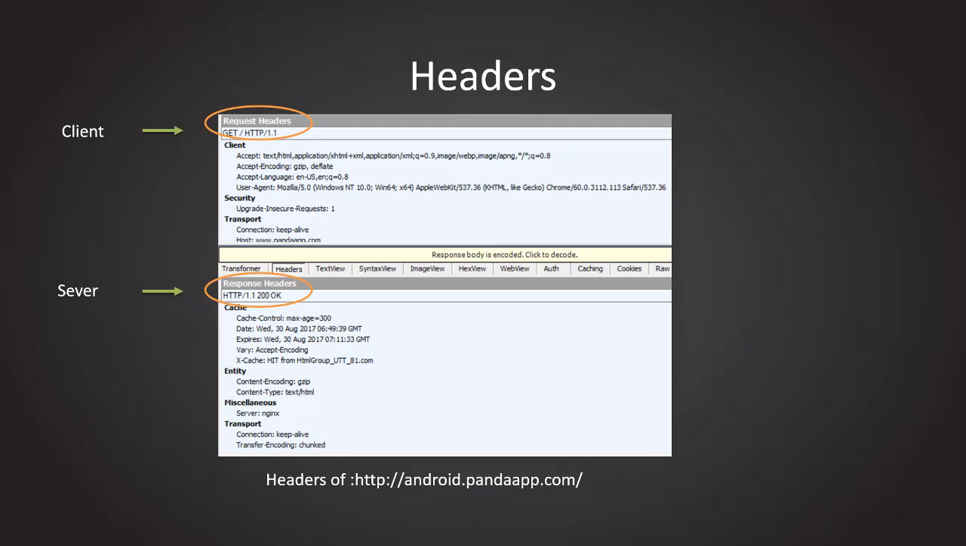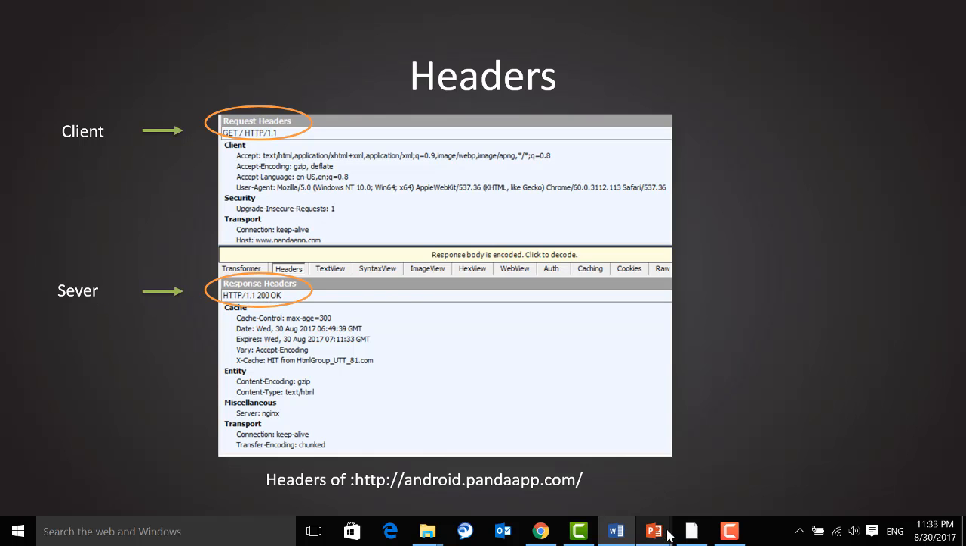Now, let's talk about headers. Headers are a core part of HTTP requests and responses. They describe how the client and the server talk to each other and also provide some information about the transaction. Here, as we can see, we have two kinds of headers. One is the request header, and the other is the response header, also known as the client header and the server header.